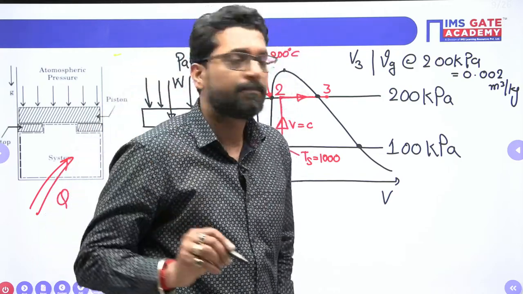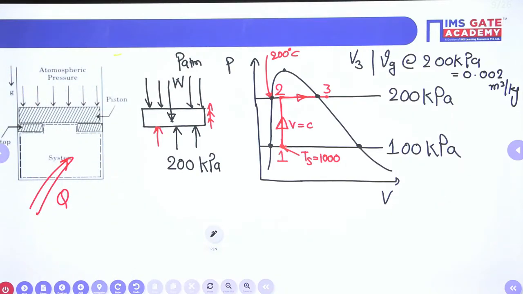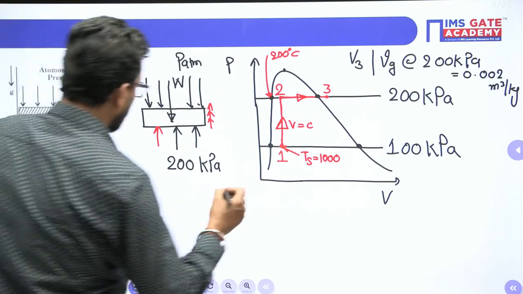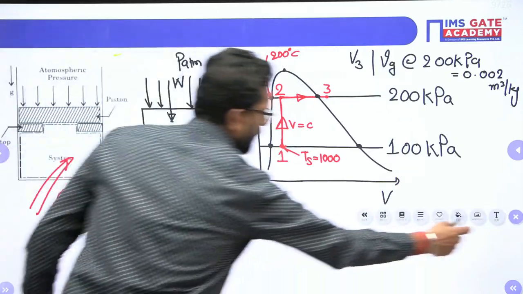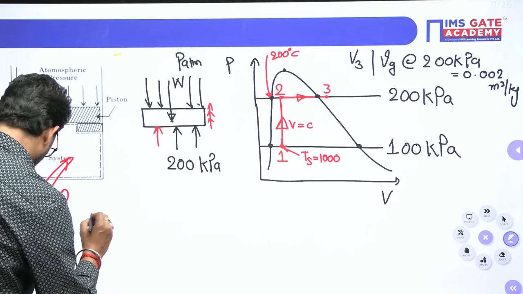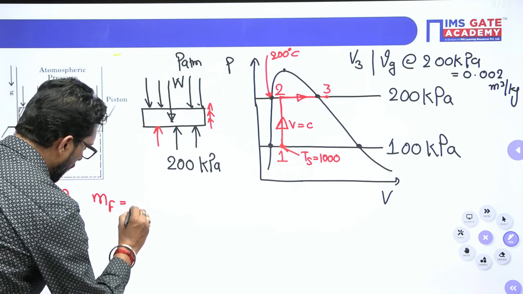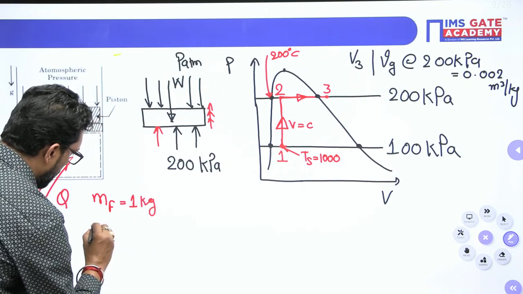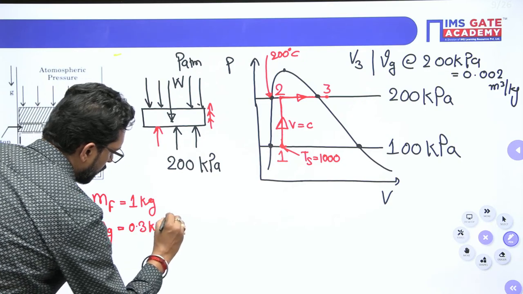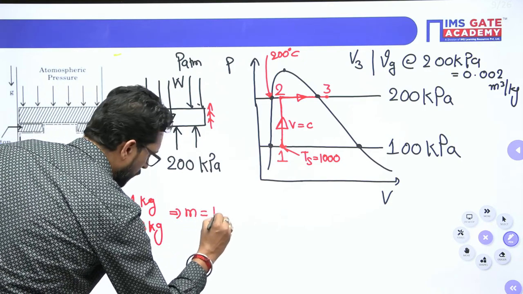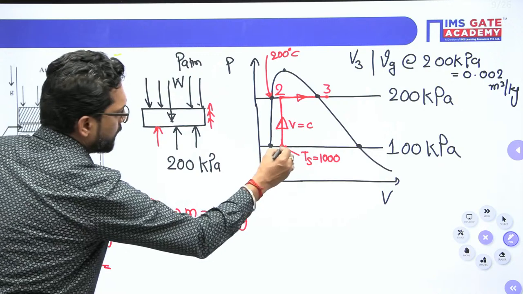So first we will check. So how to find V3? Let us find that V3. See, what is given here, beta? It is given mass of the water, how much? 1 kg. And mass of the gas, it is given how much? 0.3 kg vapor. So the total mass is 1.3 kg. So we can calculate the dryness fraction x at this point, x1.